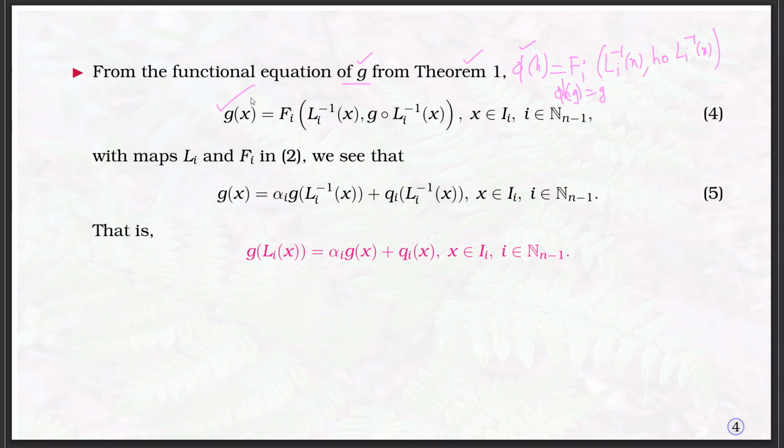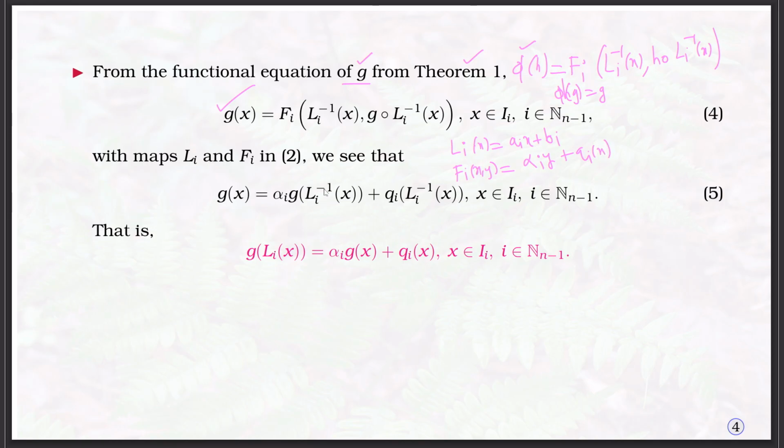Now we take L_i and F_i in the form of the previous equation. L_i we take as L_i(x) equals a_i x plus b_i, and F_i we take as F_i(x, y) equals alpha_i times y plus q_i(x).